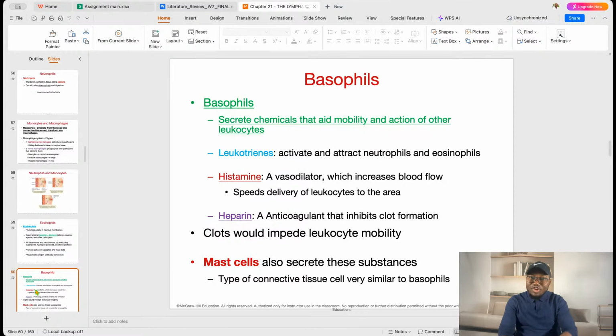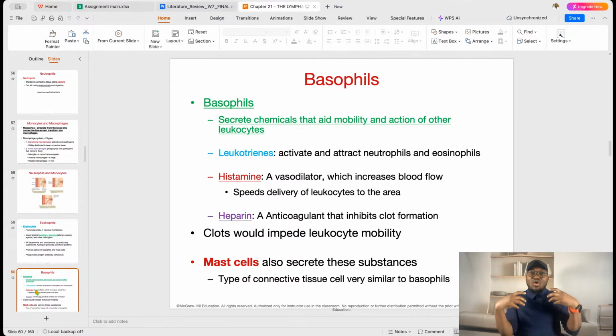For example, it has things that it secretes like leukotriene, histamine, heparin. Heparin, so that the blood will not coagulate. Histamine, to cause vasodilation, to open the way, to make the way bigger. And leukotrienes activate and attract neutrophils. Neutrophil, come, there is an infection, come. That is leukotrienes. As all the neutrophils rush, boom, they may not be able to pass the way.